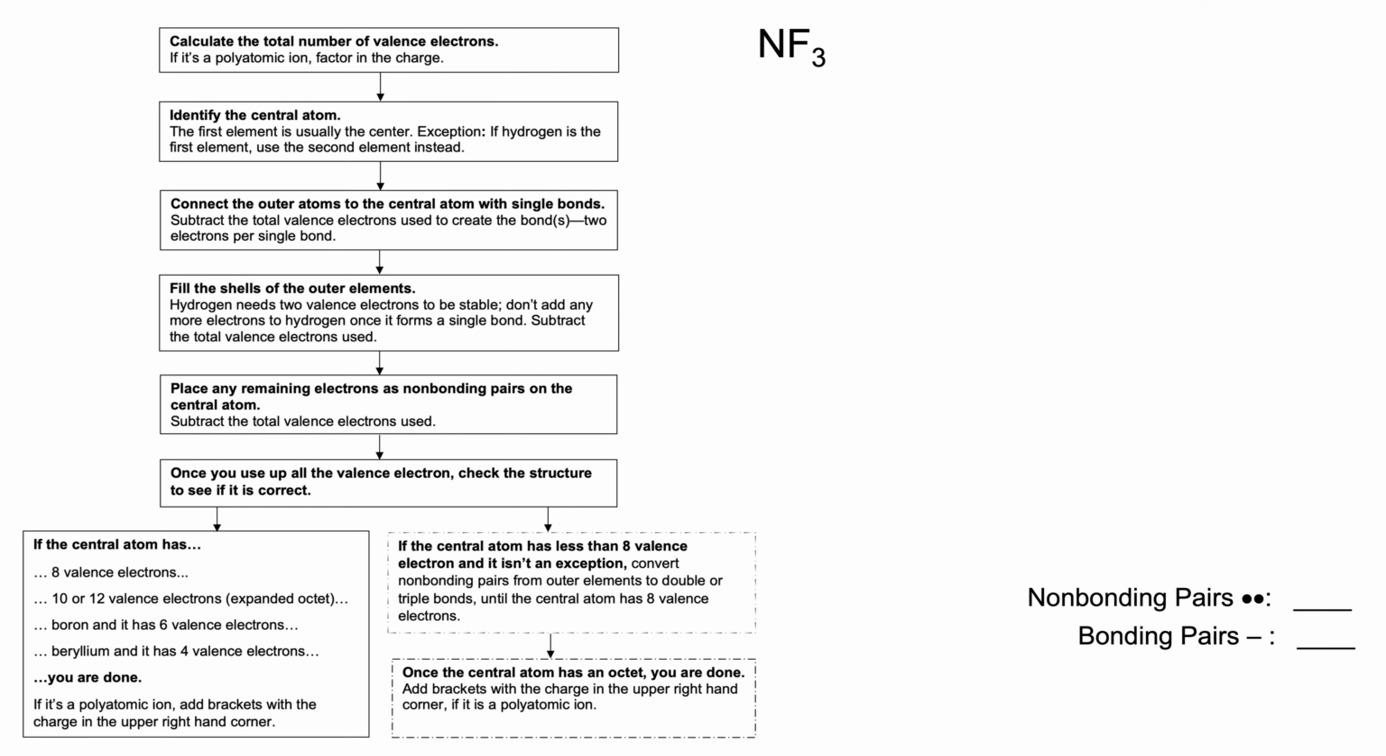My first step is to calculate the total number of valence electrons. So there's nitrogen and fluorine, there's 1 nitrogen, there's 3 fluorines. Each nitrogen contributes 5 valence electrons, each fluorine contributes 7. I multiply across and add to get a total of 26. Nitrogen is going to be the central atom.